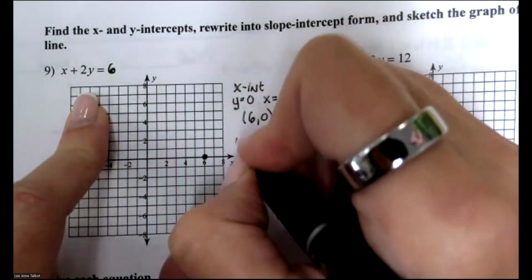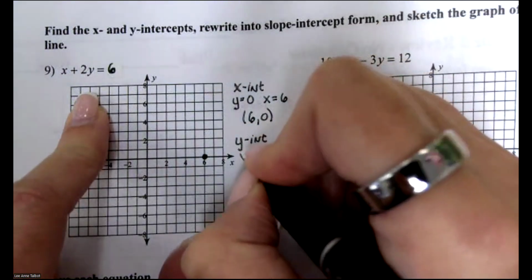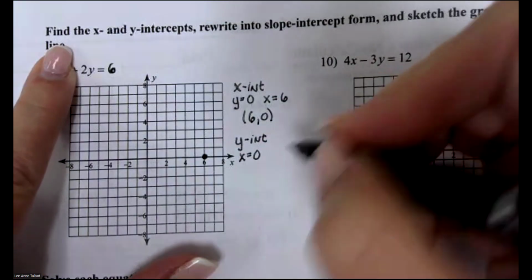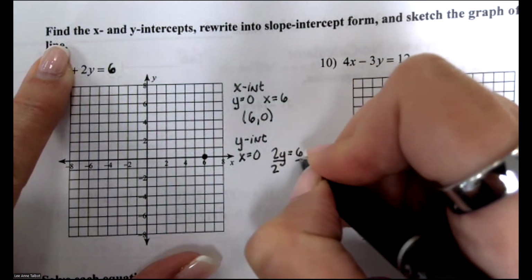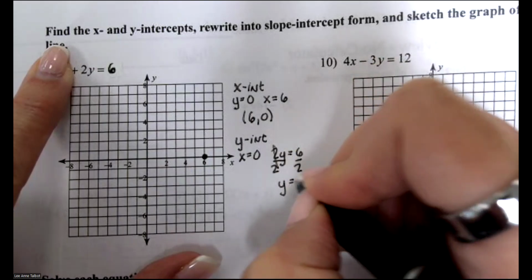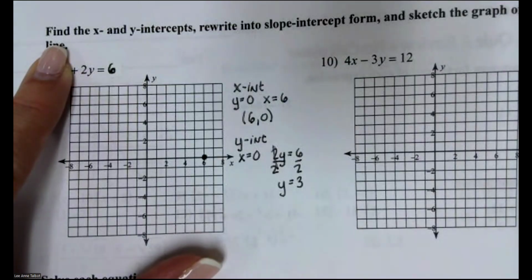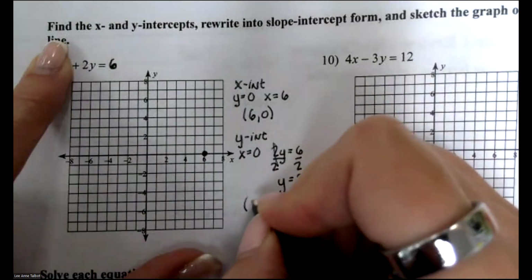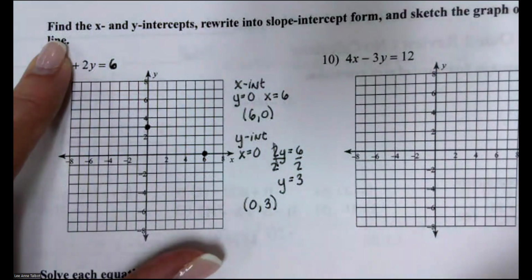Okay, now the y-intercept is where you let x equal 0. And you cover up the x instead. And I have 2y equals 6, y equals 3. 0, 3.